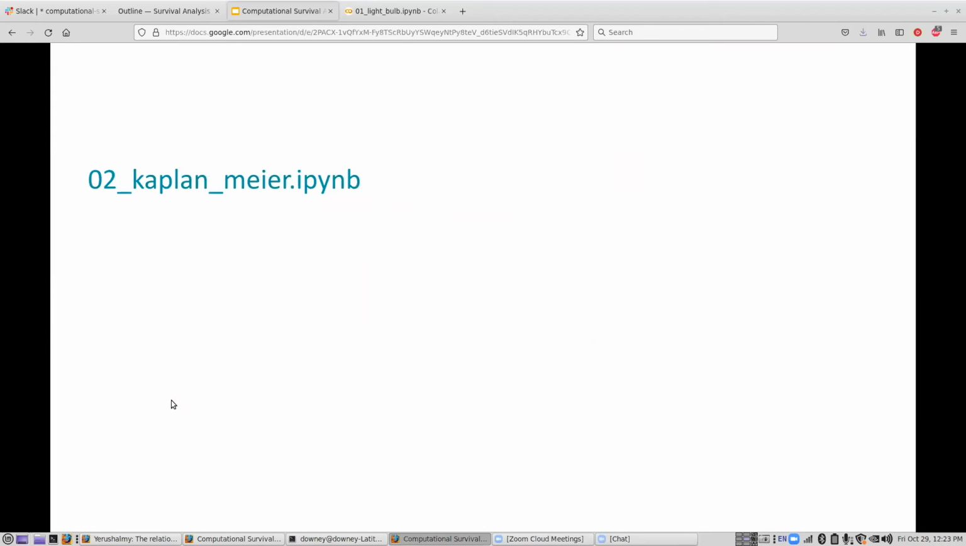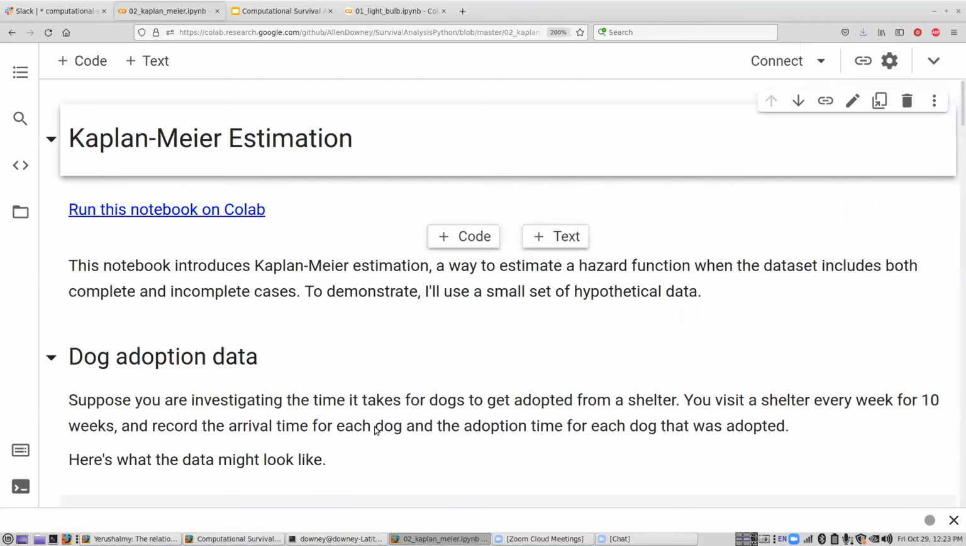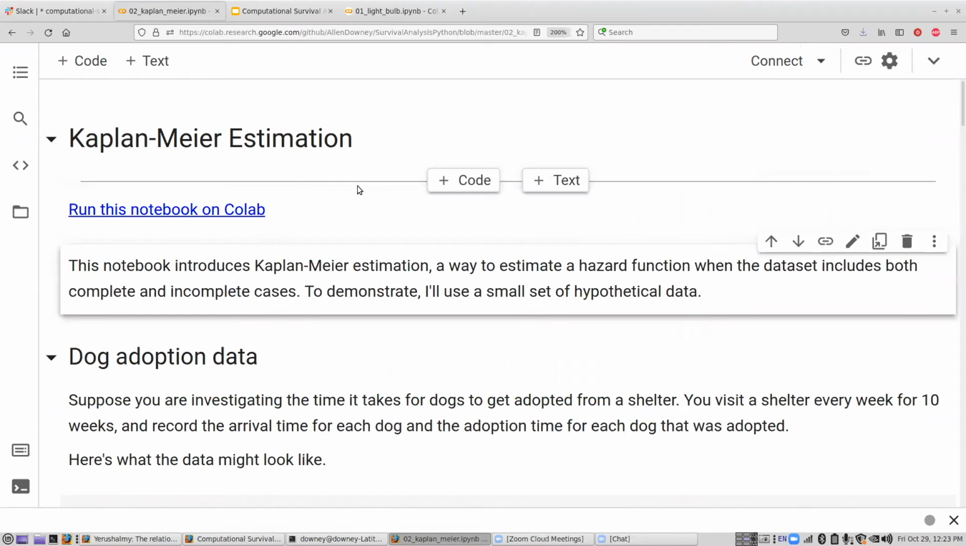If you follow this link, you'll get into notebook 2. Or again, if you go back to the homepage for the workshop, you can also follow the link from here. And just as a reminder, if at any point you get lost or you don't want to play along anymore, you can go to the complete notebook and view it on NB Viewer. But let's jump into notebook 2. So this is the notebook on Kaplan-Meier estimation.